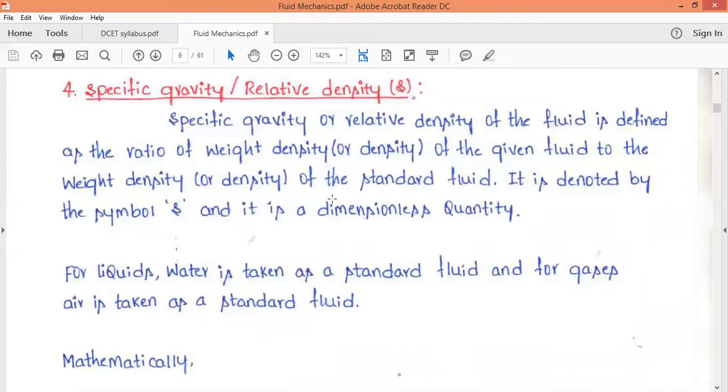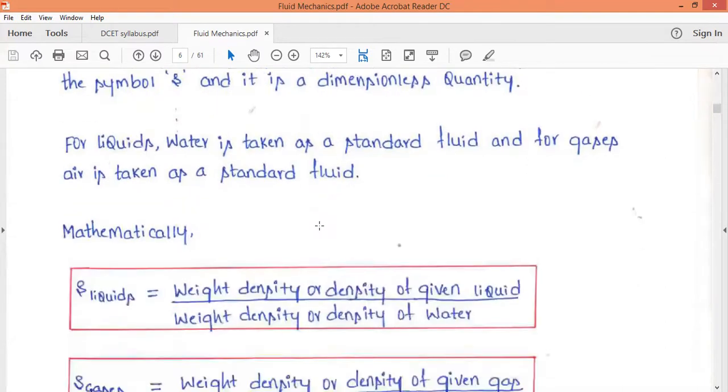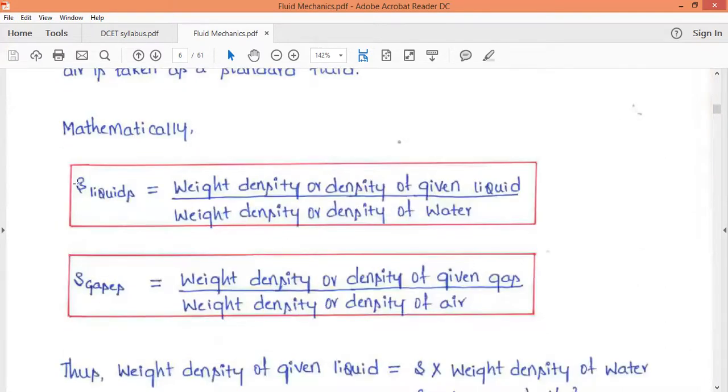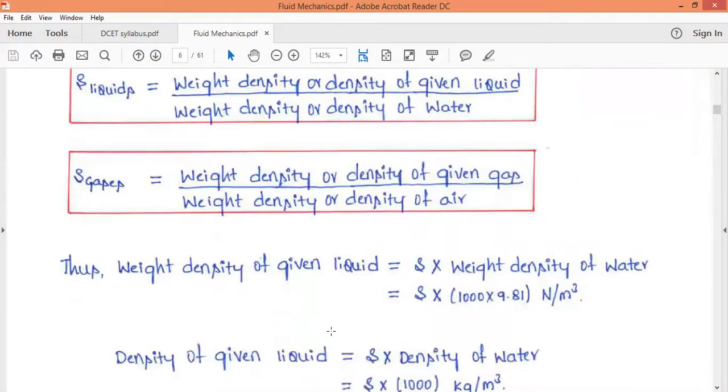For liquids, water is taken as the standard fluid, and for gases, air is considered as the standard fluid. Mathematically, specific gravity is denoted by the capital S. Specific gravity of liquids is given by the weight density or mass density of the given fluid to the weight density or mass density of the water. Similarly, for gases, we are going to define the specific gravity.